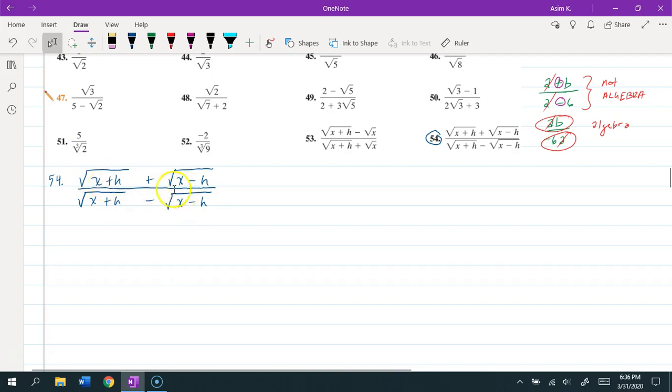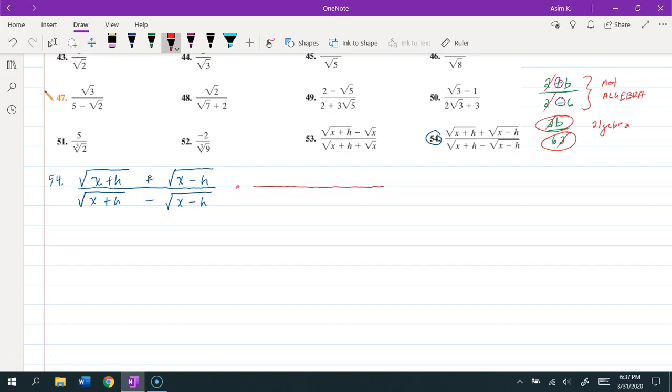No, you can't add what's inside of the roots. It's simply because the x plus h and the x minus h are not the same radicand. You need the same radicand in adding and subtracting roots for that to work. So that leaves us with the following option. We need to multiply by the conjugate.